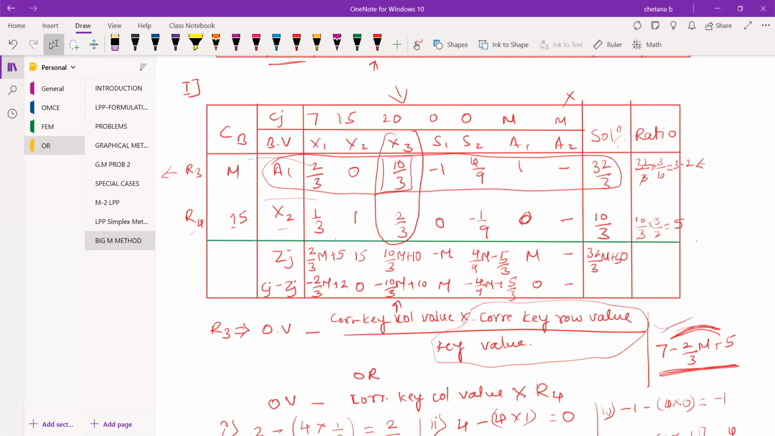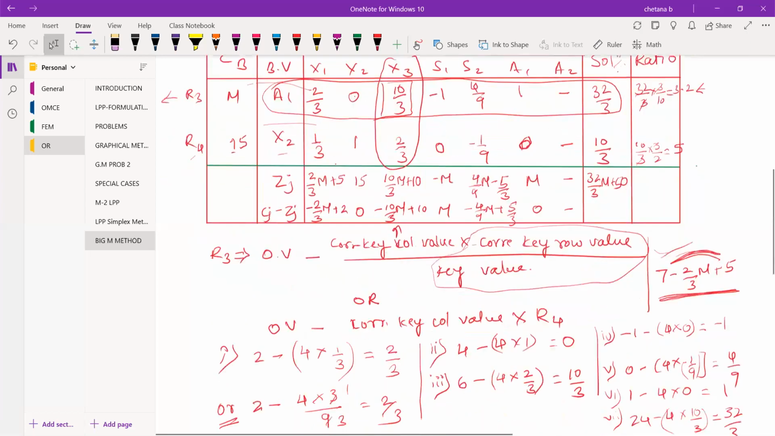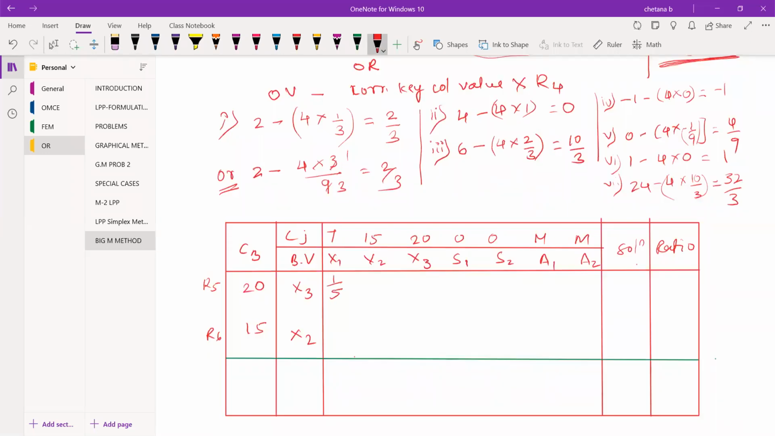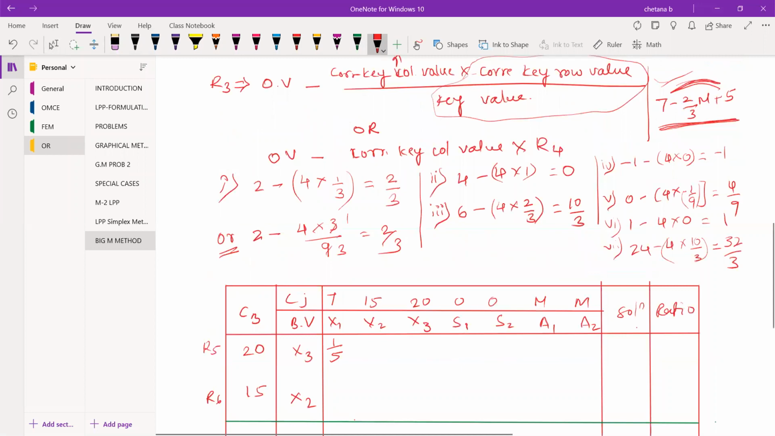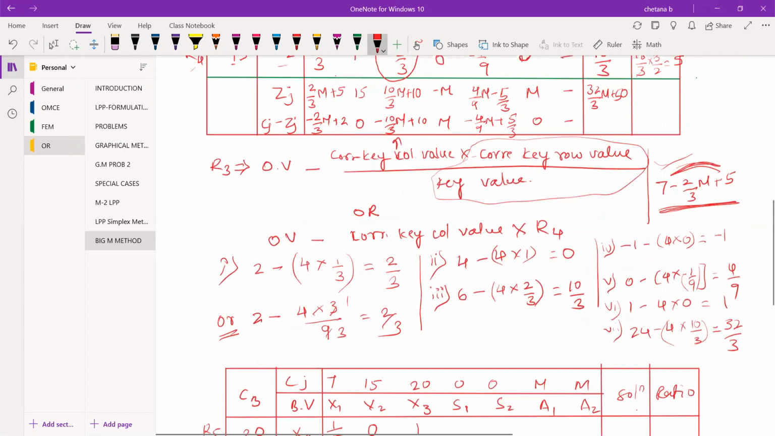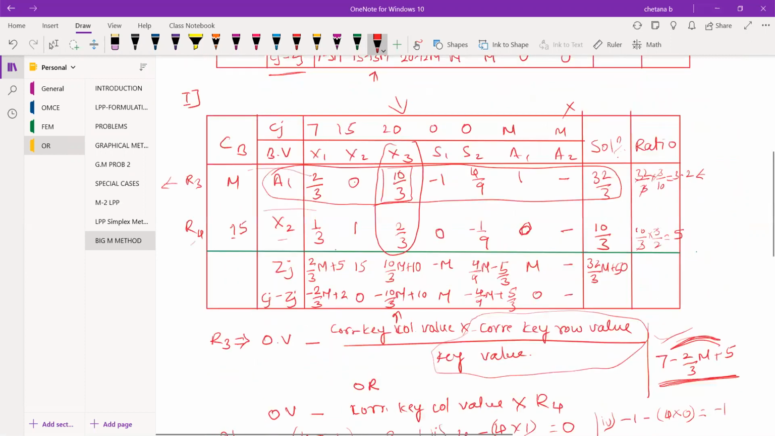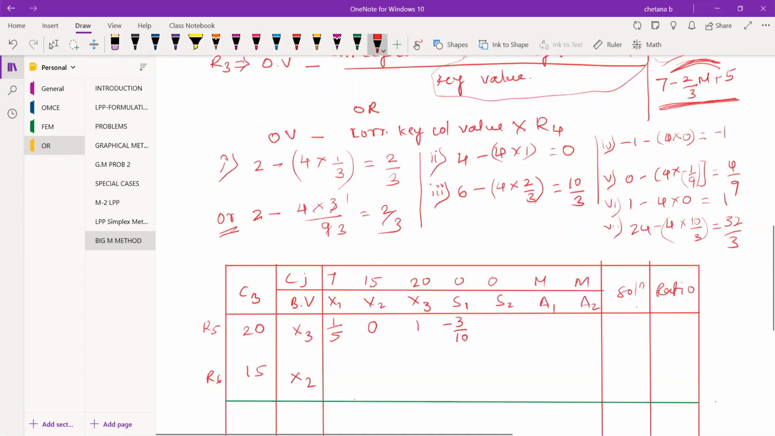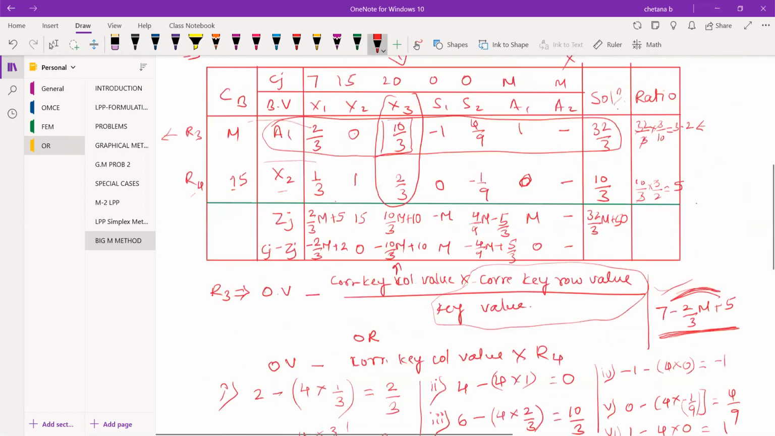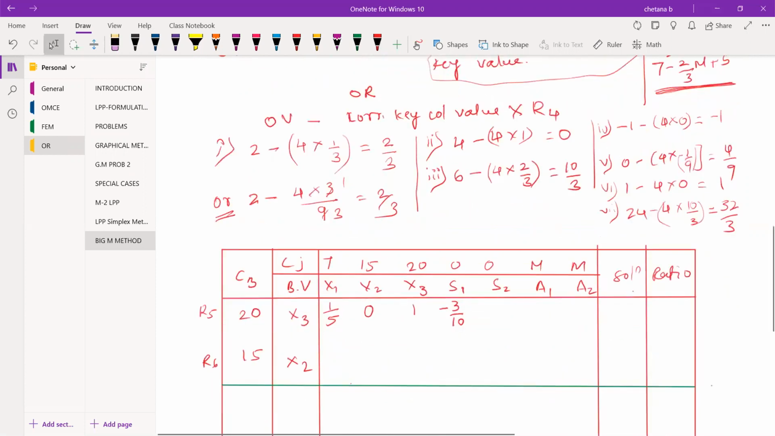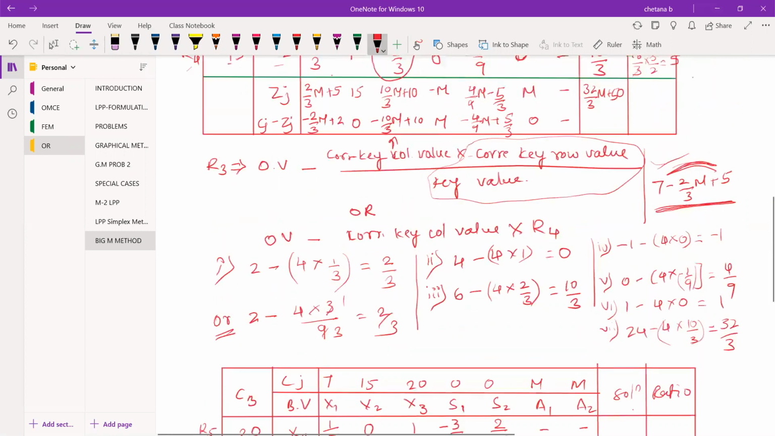So I can write the fifth row very easily: 2 by 3 divided by 10 by 3 is 1 by 5. Then you have 0. Then 10 by 3 by 10 by 3 is 1. Then minus 1 by 10 by 3, so minus 3 by 10. Then 4 by 9 divided by 10 by 3, which is 2 by 15. And the last value, 32 by 3 divided by 10 by 3, is 16 by 5.